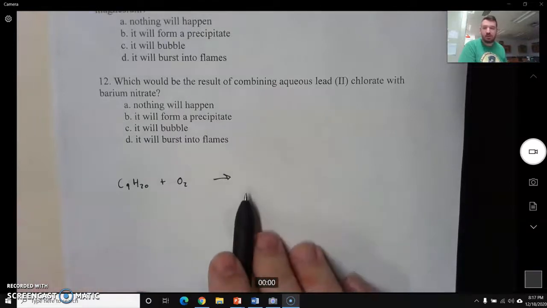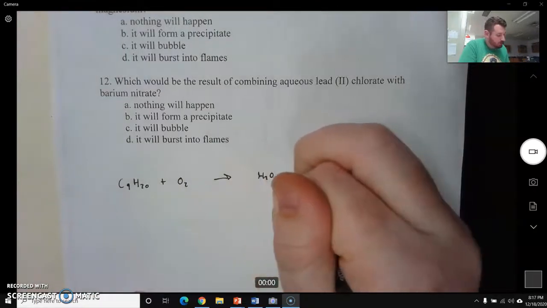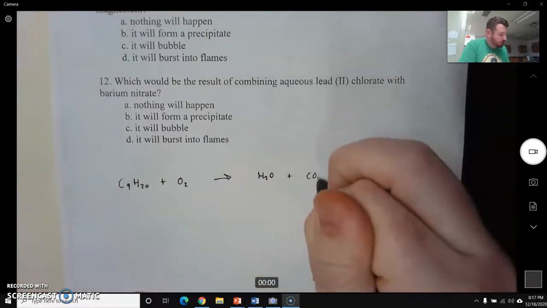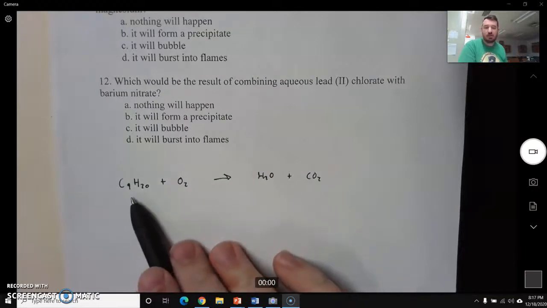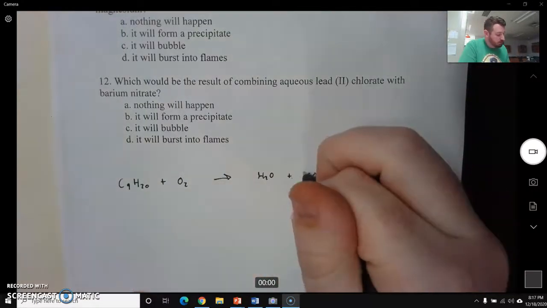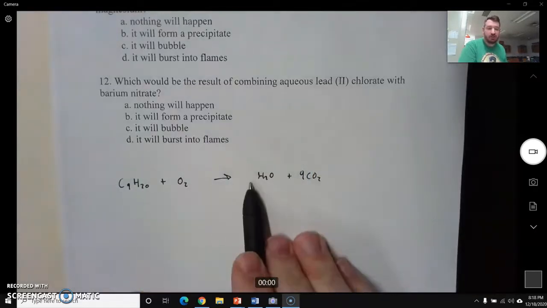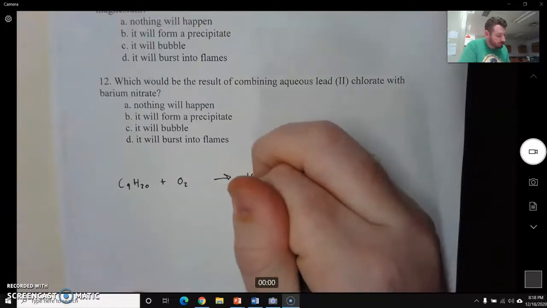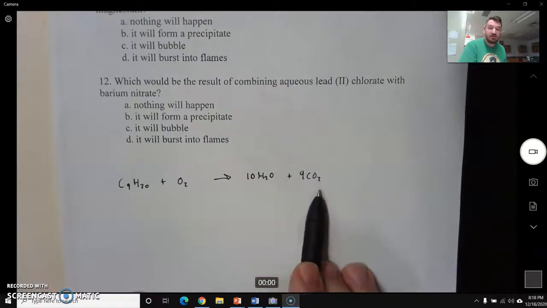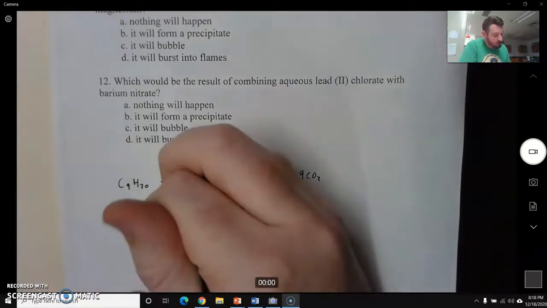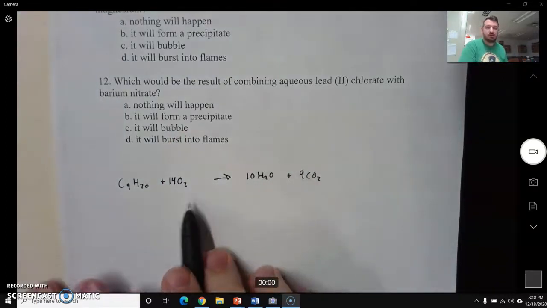Welcome back. So when we do a combustion reaction, our products are always water, H2O, plus carbon dioxide, CO2. In order to balance this, I have 9 carbons on this side, so I need 9 on the other. I have 20 hydrogens on the left, so I can put a 10 in front of the water to get to 20 on the right. This gets me 10 oxygens plus 18 for a total of 28. So I can get my oxygens to 28 by putting a 14 in front of the O2.